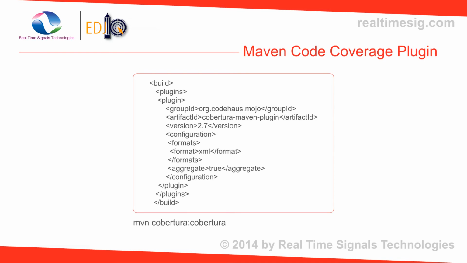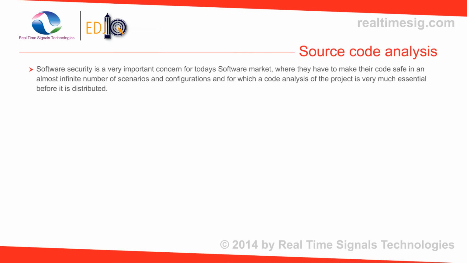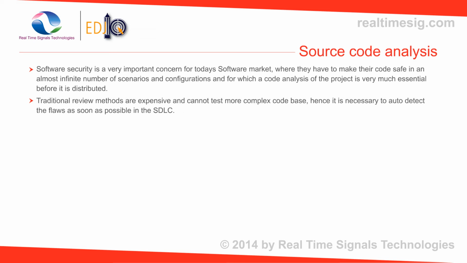Source code analysis. 1. Software security is a very important concern for today's software market, where developers have to make their code safe in an almost infinite number of scenarios and configurations, and for which a code analysis of the project is very much essential before it is distributed. 2. Traditional review methods are expensive and cannot test more complex code bases, hence it is necessary to auto-detect the flaws as soon as possible in the SDLC.